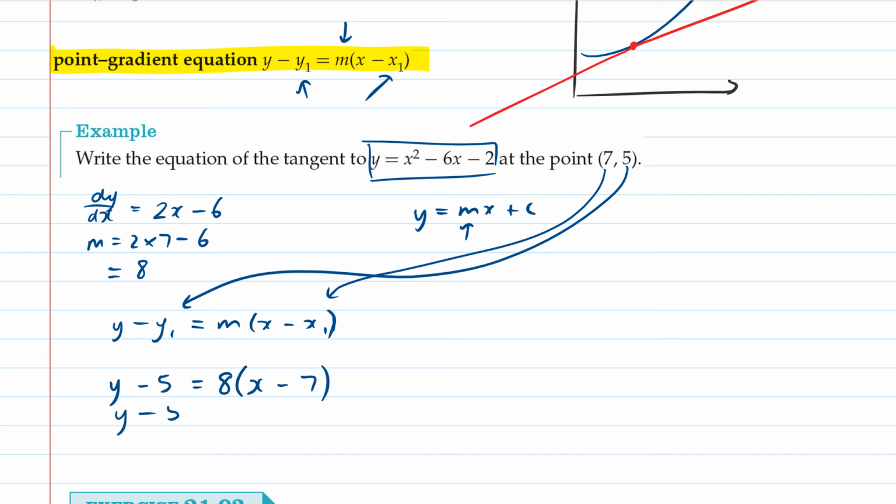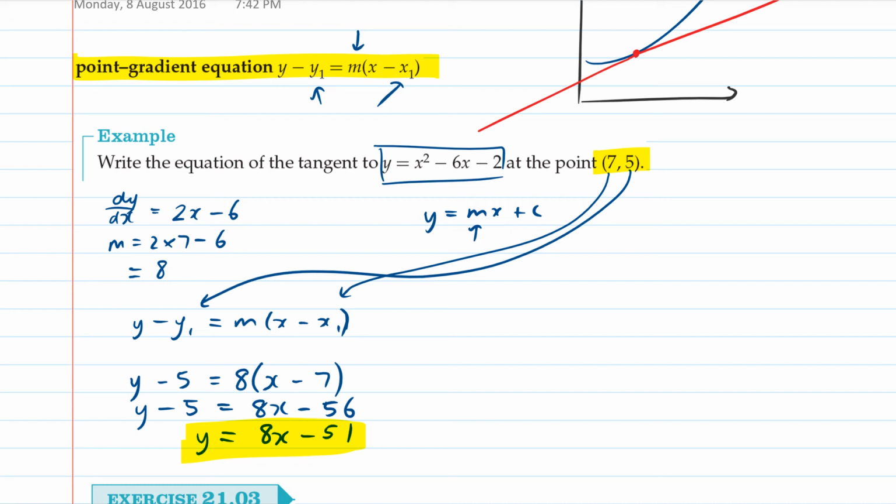So I have y minus 5 equals 8x minus, here's a test for my times tables, 8 times 7, 56, correct me if I'm wrong. And we can just rearrange that to y equals 8x minus 51. And so that's the equation of our tangent at the point (7, 5).